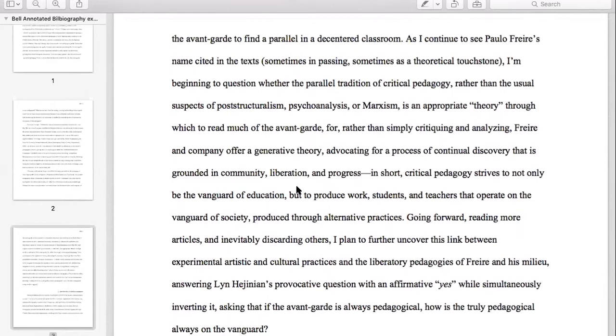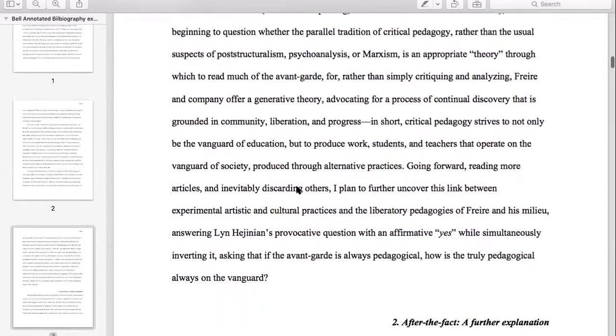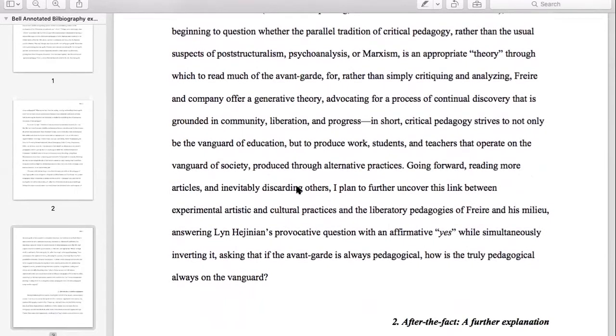And then here I begin talking about Paulo Freire, who I note is a sort of theoretical touchstone for the bibliography. And I ask a few more questions, right, that are all related to this broader topic. How can critical pedagogy be seen as actually avant-garde, as experimental, as forward pushing, as generative, rather than just a study of how to teach, right?